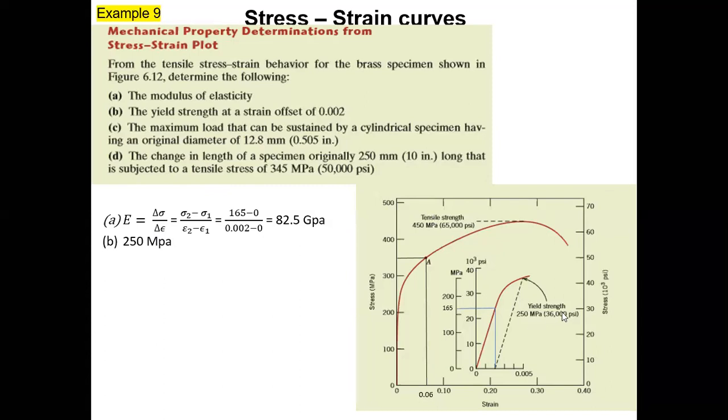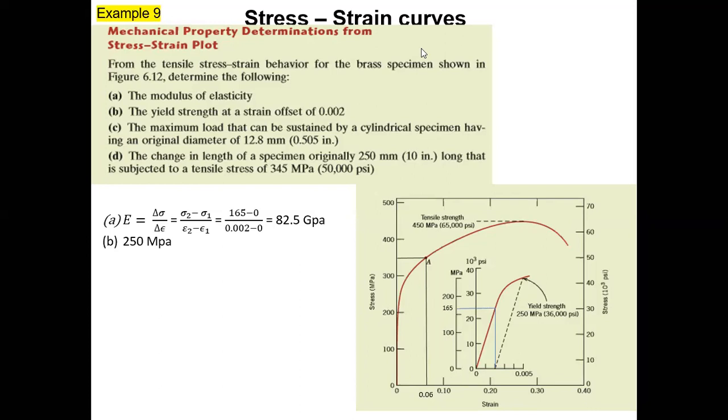Part B. Here, the yield strength 250 is already given. If it is not given, how do you plot it? You have to draw a construction line. This is the strain axis. You have to select the point 0.002 strain, that means in this scale, you have to find the value 0.002. Then across that point, you have to draw a parallel line to this linear part. Say that point is somewhere here.